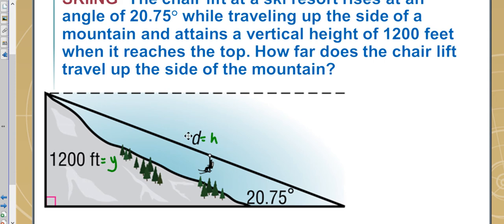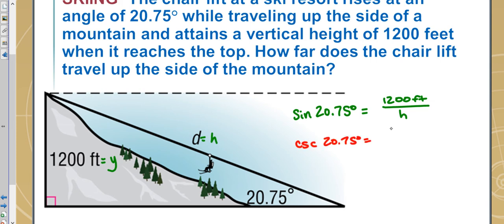So if I wanted to find this distance d, I would use, let's think, I have a y and an h. The h is silent, so sine. So I know that sine of 20.75 degrees, and the angle is on the x-axis, so we're good, equals y over h, 1,200 feet over our h, which in this case obviously is the distance. Now, to make it one step, I want the h to be on top, so I just flip it. What's the reciprocal of sine? Well, it is CSC. So CSC of 20.75 would equal h over 1,200.